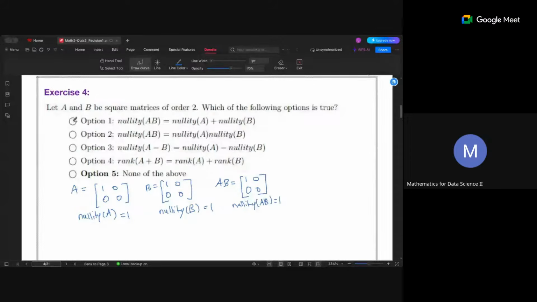What about option 2? Can we use this? No, we cannot use this. What about option 3? We can take a diagonal matrix. What is the nullity of A minus B? Zero. Come on, think carefully.